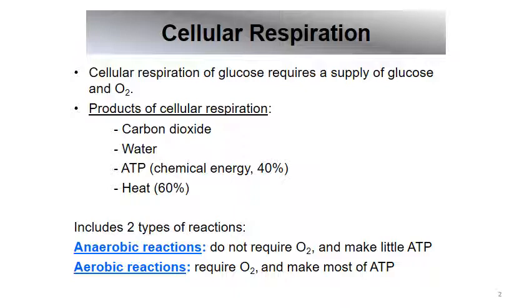And so cellular respiration needs glucose but also oxygen. Then we're going to see at the end, carbon dioxide is formed, a little bit of water is formed, but more importantly, we make a lot of ATP. Now, some of the energy is lost as heat as well. So that's what that heat, 60%, is about. You don't need to memorize any numbers or anything, but know that these are the products.